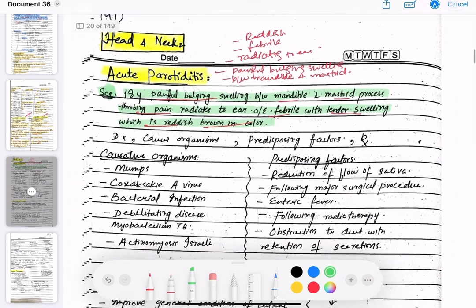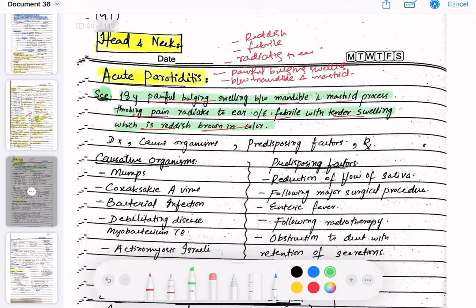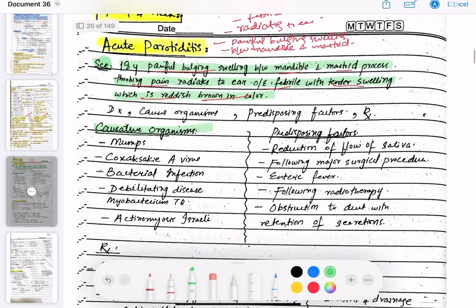And what are the causative organisms that cause inflammation of the parotid gland? These are mumps and Coxsackie virus A, bacterial infection, debilitating disease, Mycobacterium tuberculosis, and Actinomyces. The most common are Mycobacterium tuberculosis, Coxsackie A virus and mumps. And then the bacterial infections, debilitating disease, and Actinomyces.